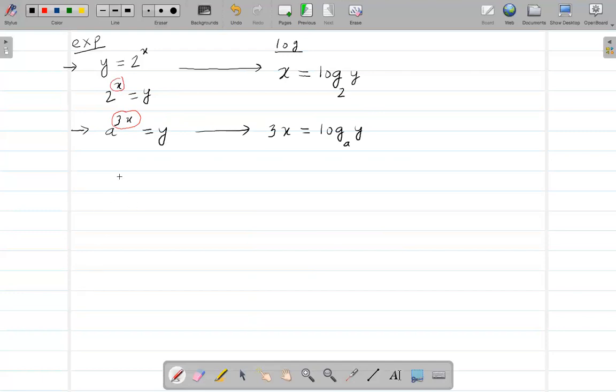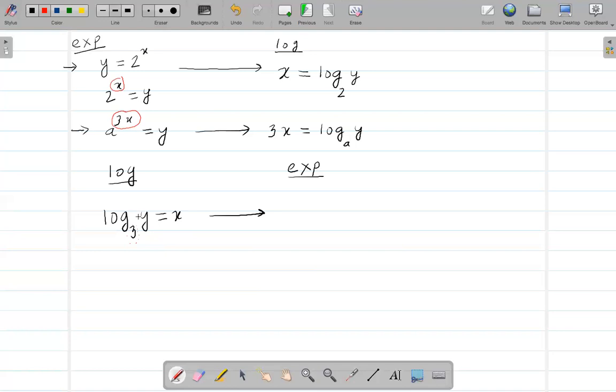Now similarly, let's go the opposite way and change from log to an exponential function. You have to go in the opposite direction, the opposite process. Let's say log base 3 of y equals x. If I want to change this to an exponential function, whatever is on the bottom, the base, is going to move to the base of the exponential function.